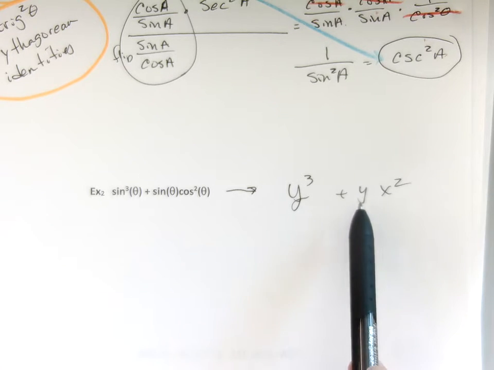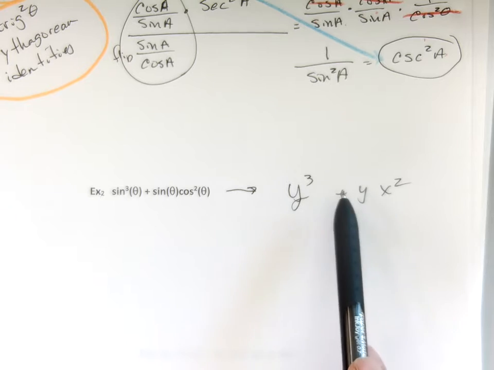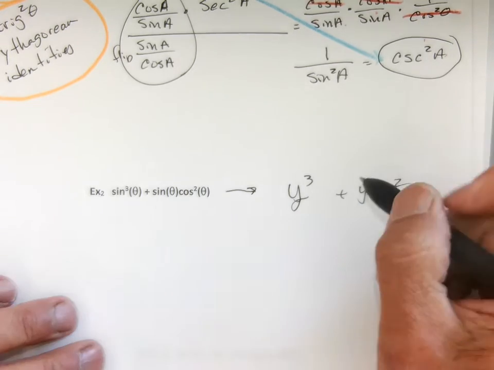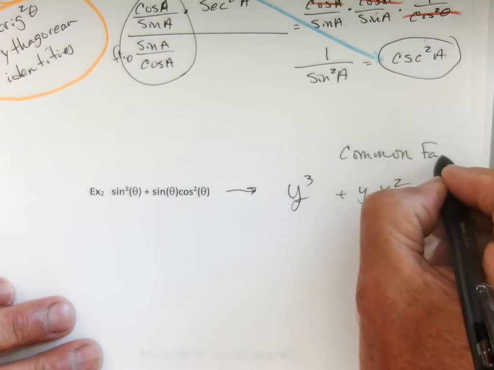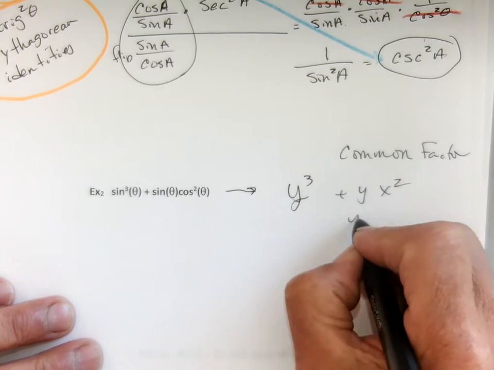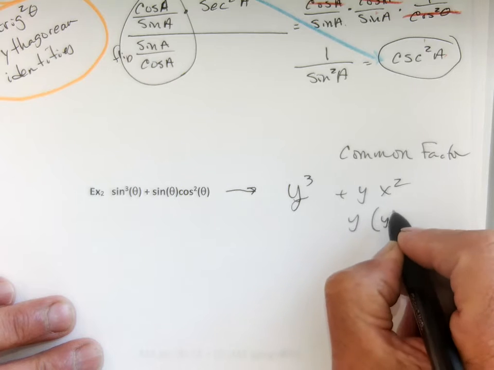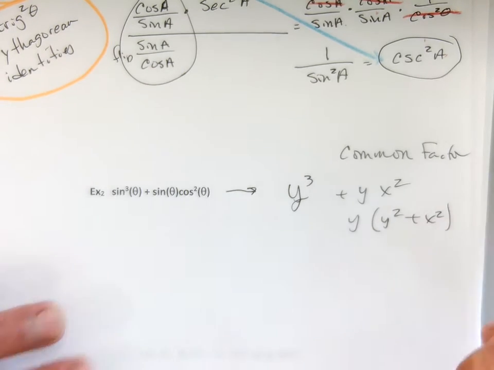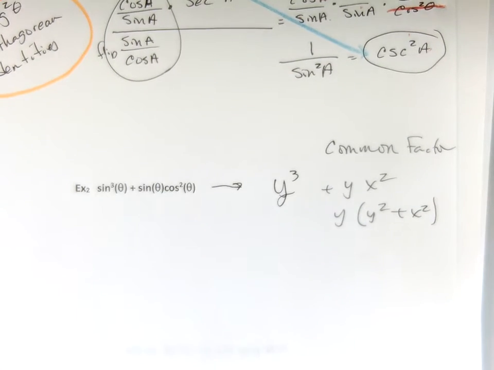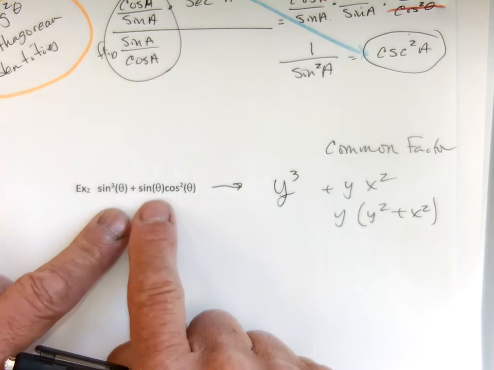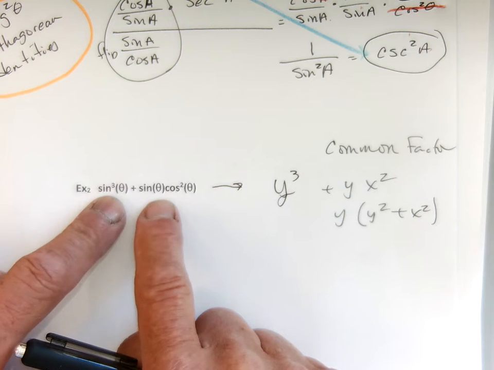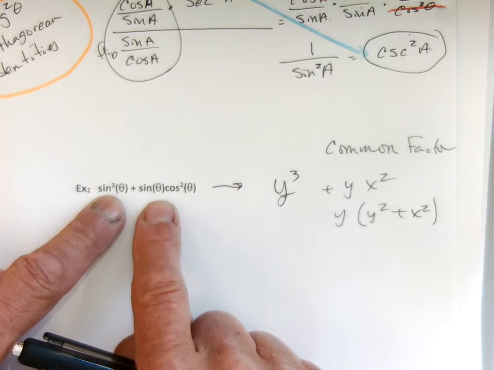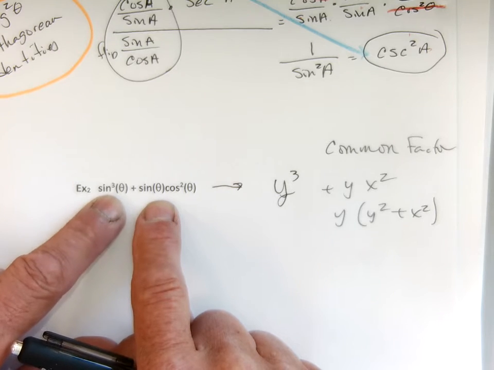In algebra, we would factor out a y. You guys agree? We could common factor out of y, and I'd have y times (y squared plus x squared), okay? Right? We've done that before. Well, we're going to do the same thing over here, except instead of y, we're going to take out a common sine. They both have at least a sine theta in common. Do you see that? Let's see how that's going to help.